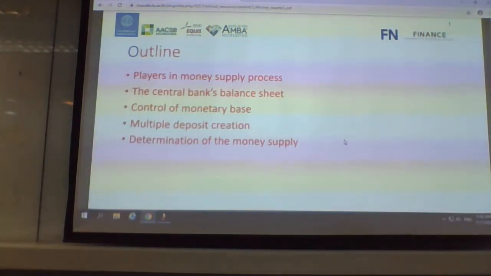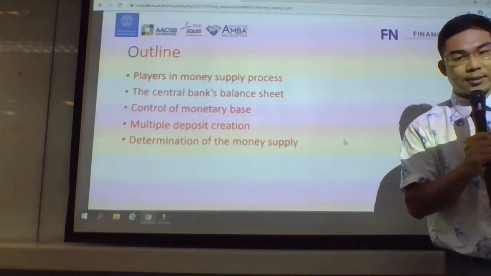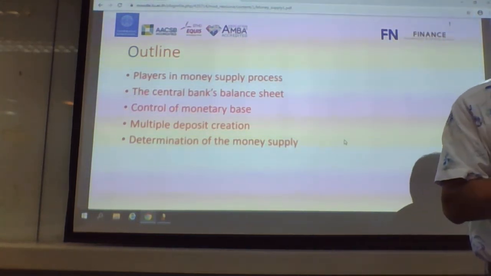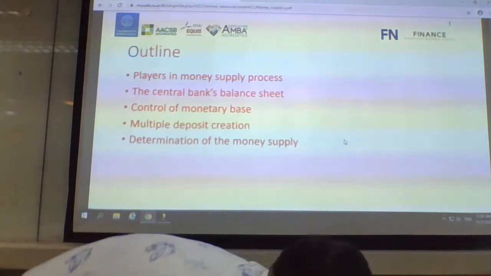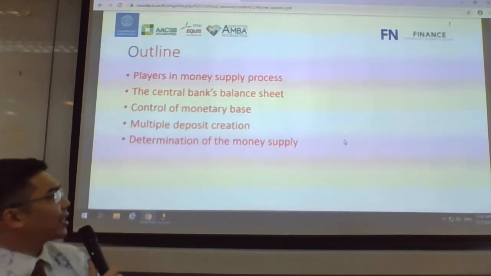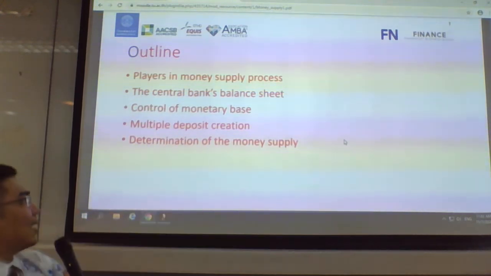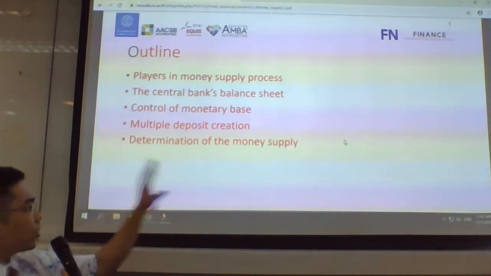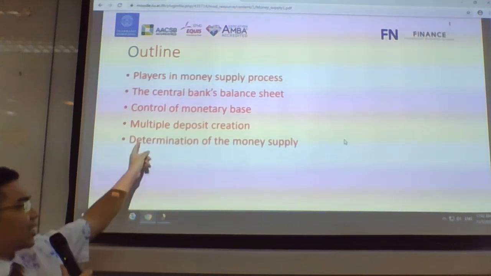In this topic we will talk about the role of the central banks and how the central banks control the money supply. As you know, changes in the money supply will affect the real economic activity, especially in the short run, not the long run. First, we will explore the players in the money supply determination. The second is the balance sheets of the central banks and how the central banks control the monetary base. The topic that is very crucial is the multiple deposit creation. And the last one is the determination of the money supply.